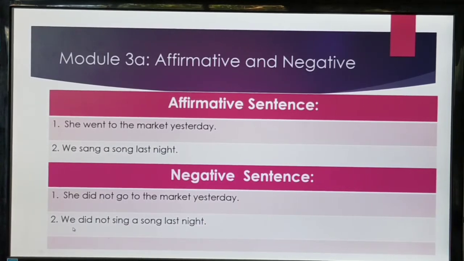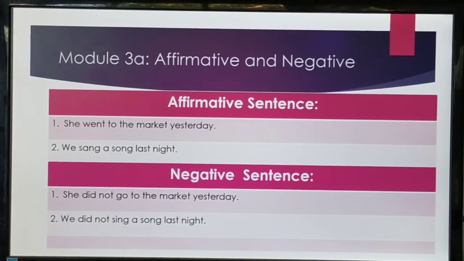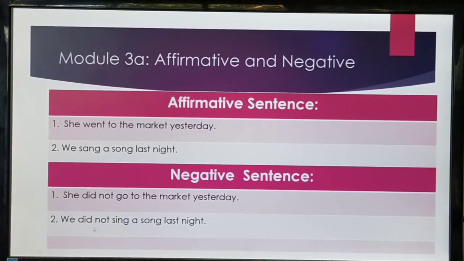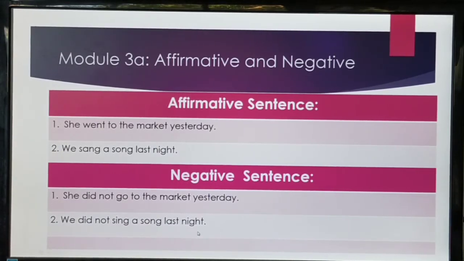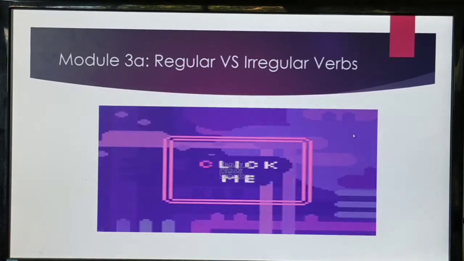Next, number 2. We did not sing a song last night. We is your subject, did is the auxiliary. Not is the negative form here. Sing a song is your object, last night is your time. So we did not sing a song last night. Last night, เมื่อคืนนี้. Alright. So these are examples of affirmative and negative. You can see more examples in your book.